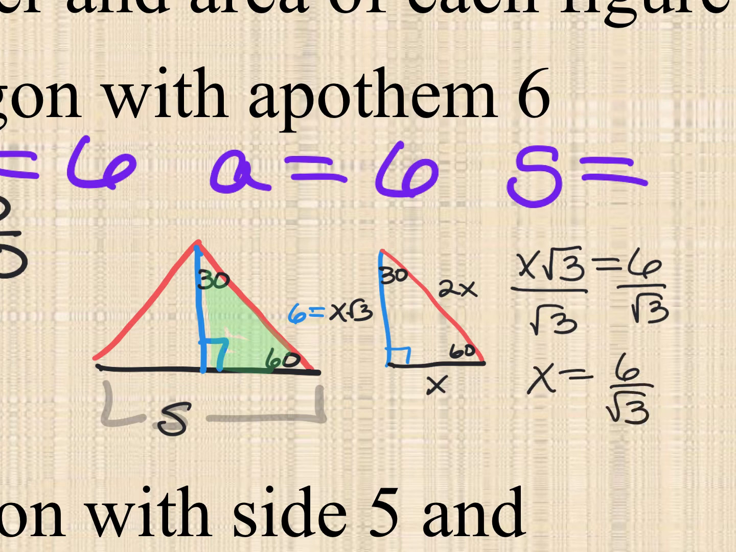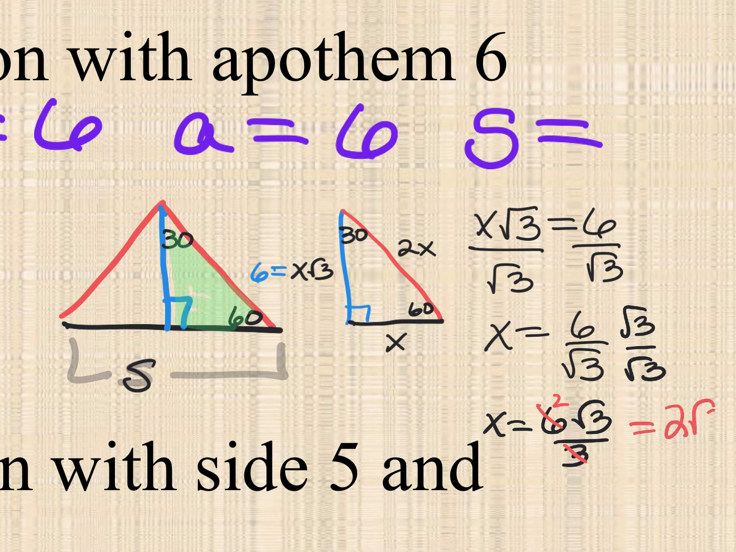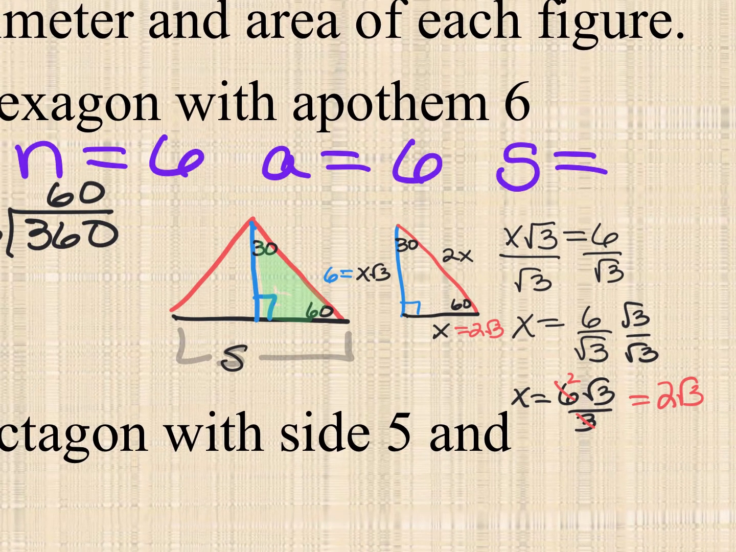I need to rationalize. I cannot leave my radical in the denominator. So I'm going to multiply the top and the bottom by the square root of 3. And now I'm left with 6 square root 3 over 3. I can simplify this, and this becomes 2 square root 3. That is what x equals. So remember, that's the amount for this side and this side.